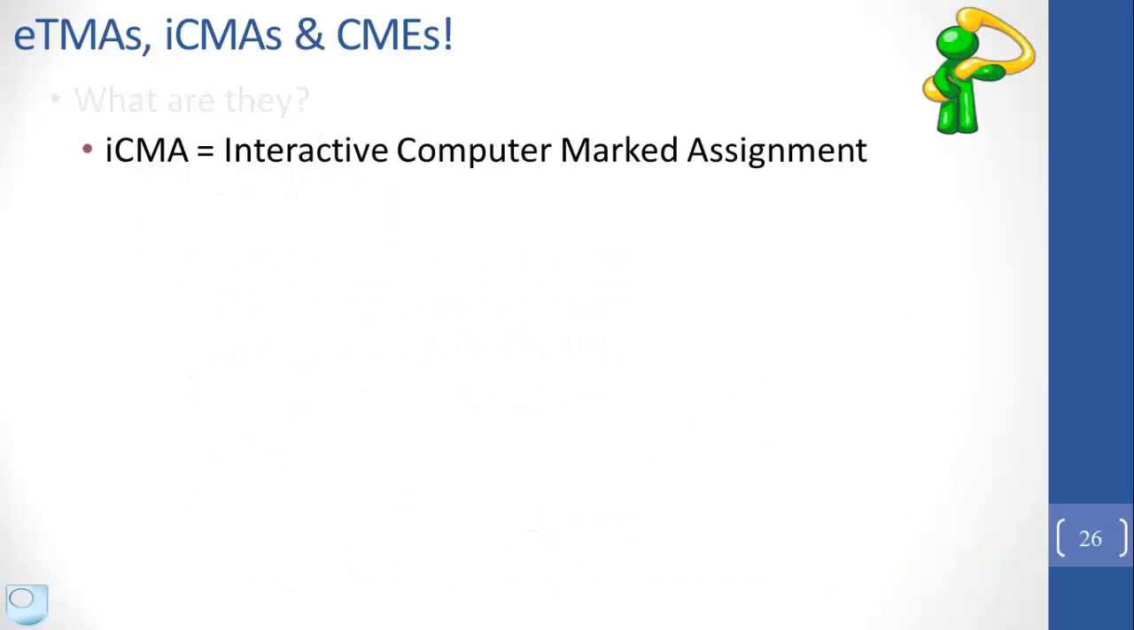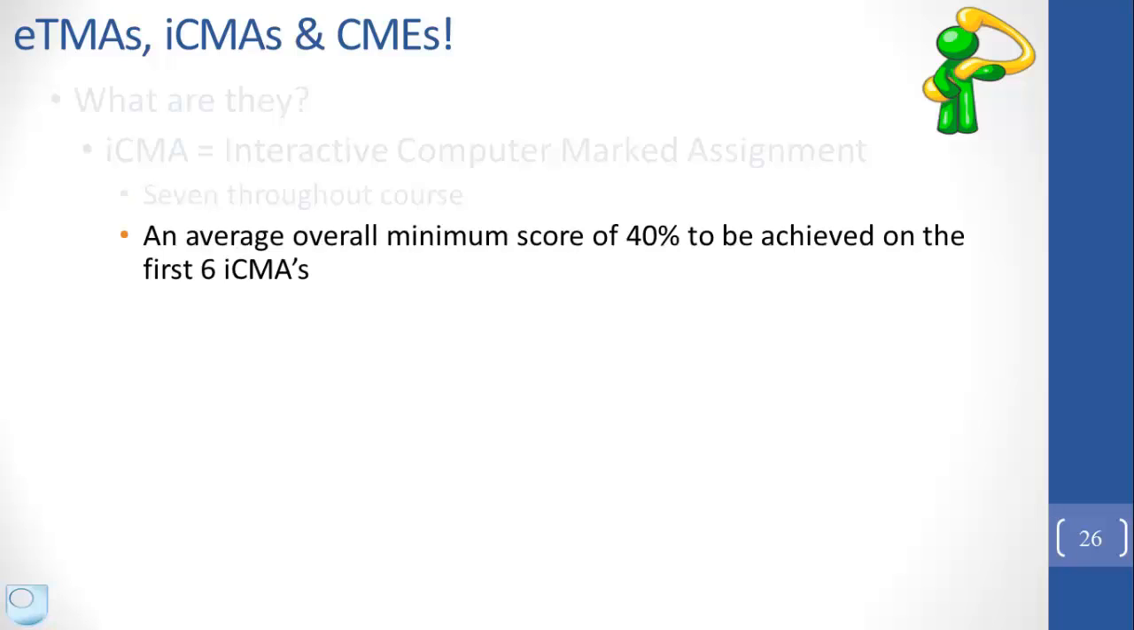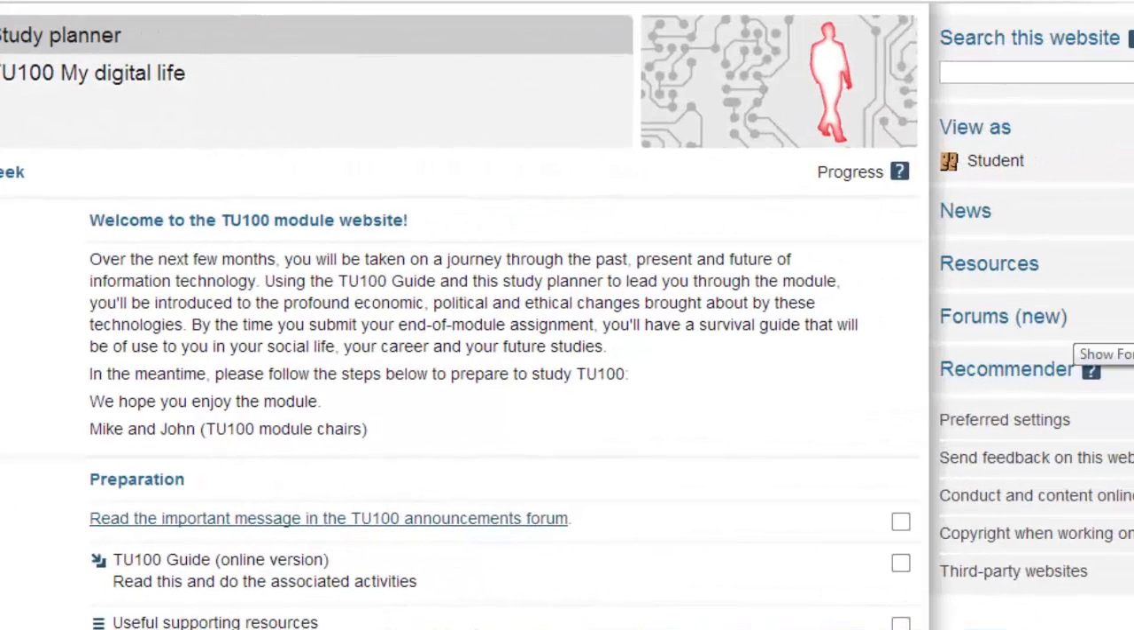ICMAs, Interactive Computer Marked Assignments. There are 7 throughout the course. You need an average overall minimum score of 40% to be achieved on the first 6 ICMAs. Let's have a quick look at how you can find your way into the ICMAs.